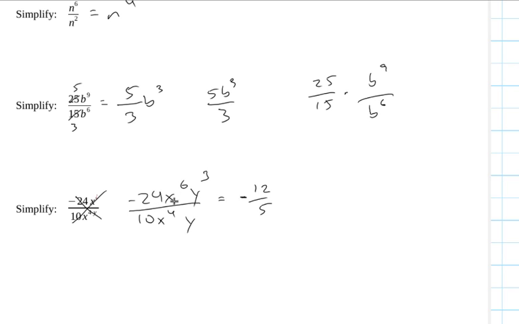Next, I'll look at the x's. I have x to the sixth over x to the fourth. 6 minus 4 is 2, so this will be x squared. And I have y cubed over y. Well, the exponent here is 3, and the exponent here is 1, so I end up with y squared. So I end up with negative 12 fifths x squared y squared.